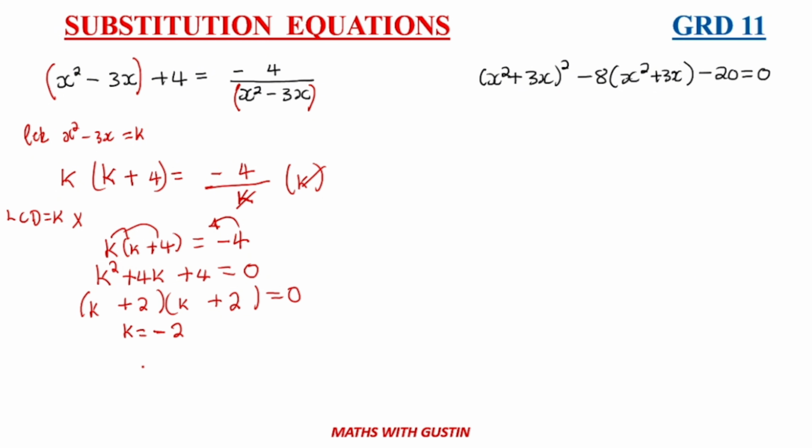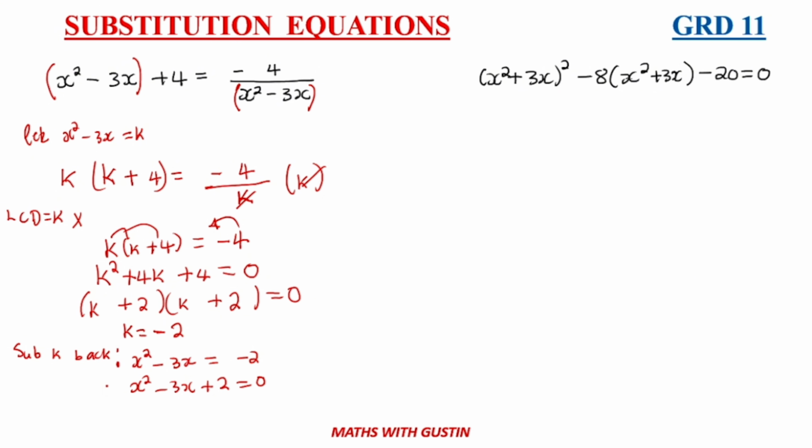Once we are done with this, we need to substitute back, sub k back into the equation. We did say x squared minus 3x is equal to k, so in this case x squared minus 3x will be equal to negative 2, because we just found out that k is equal to negative 2. Then we take the 2 to the left hand side, which is going to be plus 2 there, equal to 0.